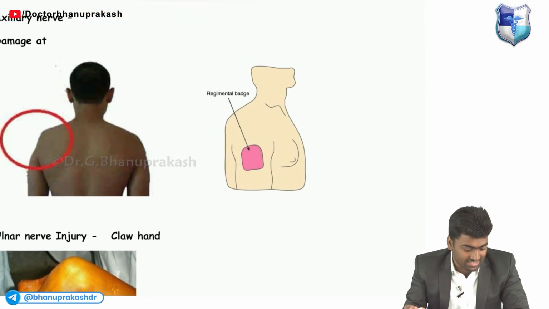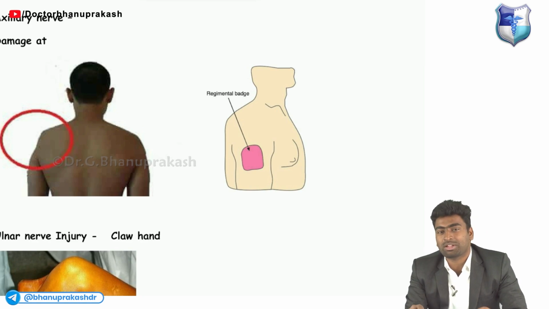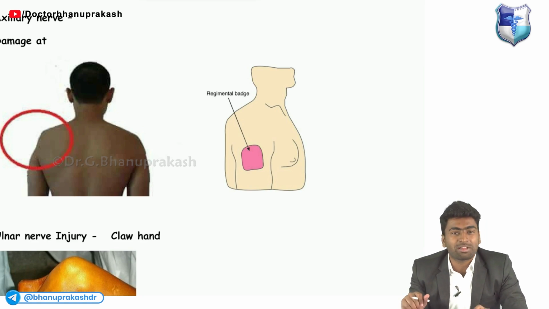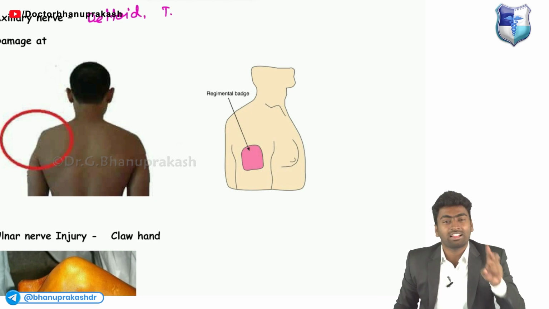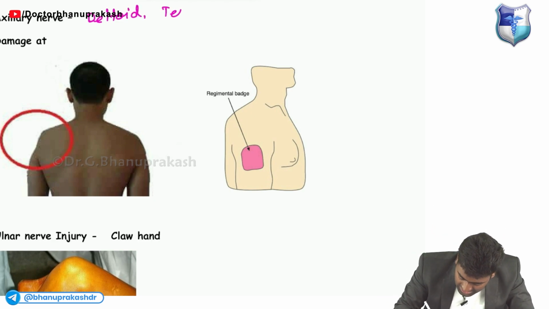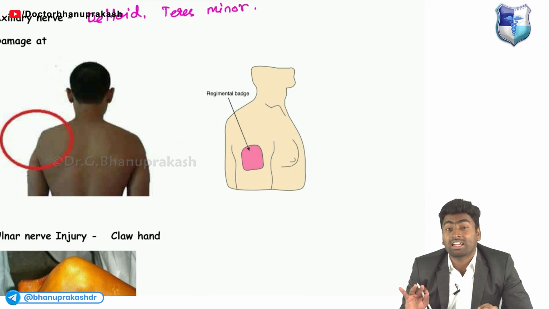First one, as I told you, the axillary nerve. This axillary nerve will supply two muscles. What are the two muscles supplied by the axillary nerve? One is the deltoid, and the second muscle is the teres minor. It is the teres minor, not the teres major, it is the teres minor.